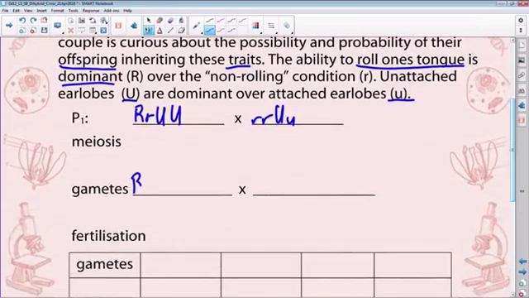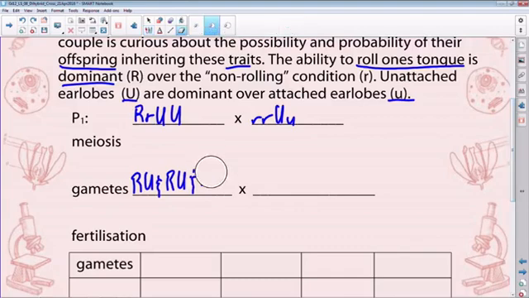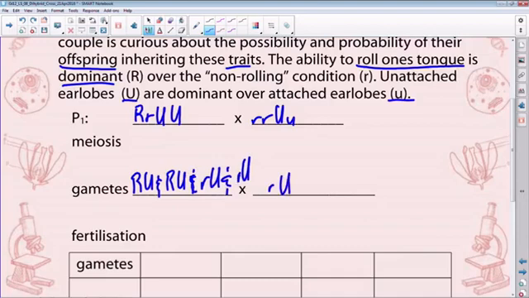Let's have a look. You have big R, big U, and big R, big U, and you have big R, big U, sorry, it's not big R again. Let's cross that one out. You've got small r, big U, and small r, big U. So that's what we have there. Here we have small r, big U, and small r, small u, and small r, big U, and small r, small u. So there we have all our genotypes.